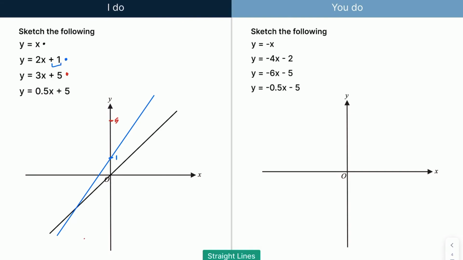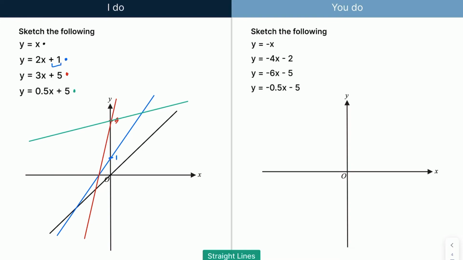So moving on, now the gradient's even steeper, but it passes through 5. So I'm going to draw a line that's even steeper that passes through 5, and that's that done. And then finally, we have this line. It also passes through 5, which is already drawn on. So it's going to pass through the same point here, but it's less steep, so it will look something like that because it's only a half x. There we go. That is all of that done.